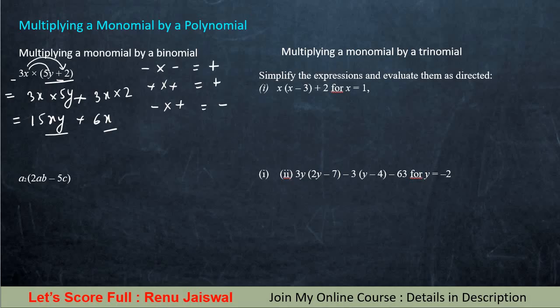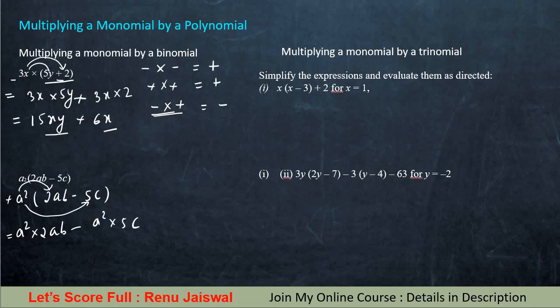Same way here, there is a square, then 2ab minus 5c. So again distribute a square to this and also to the second term. So what will happen? A square multiplied by 2ab, then there is a plus, nothing means plus, and here minus. So one is plus, one is minus. When it is a different sign in multiplication, what do we do? It is minus. So a square into 5c.